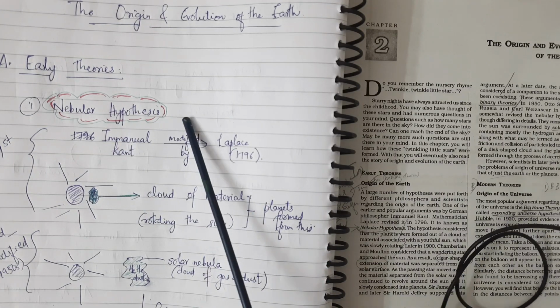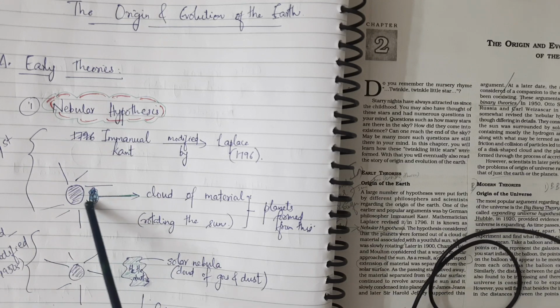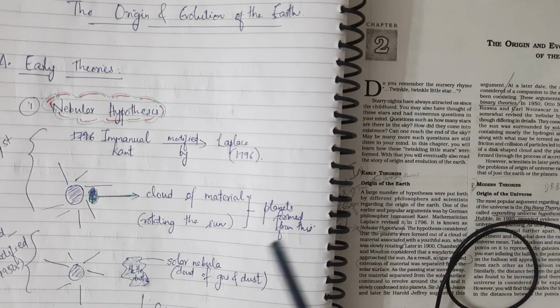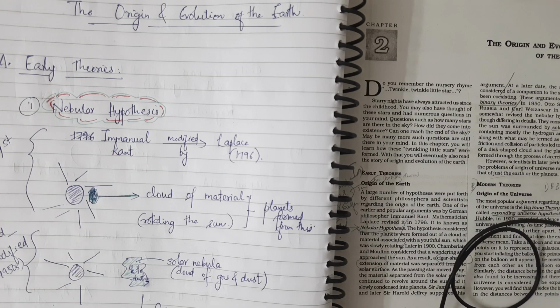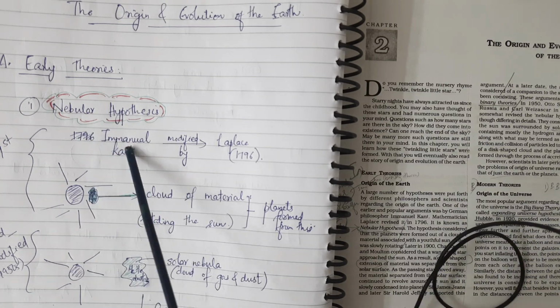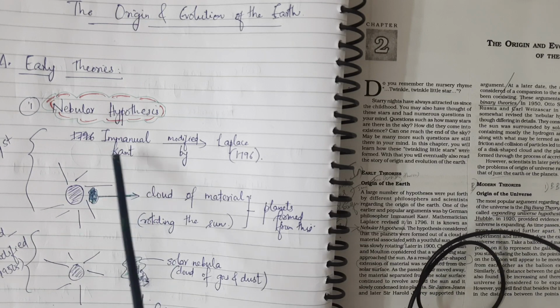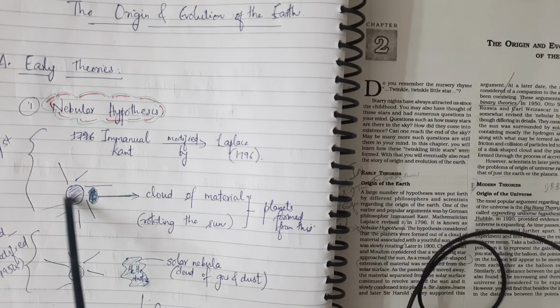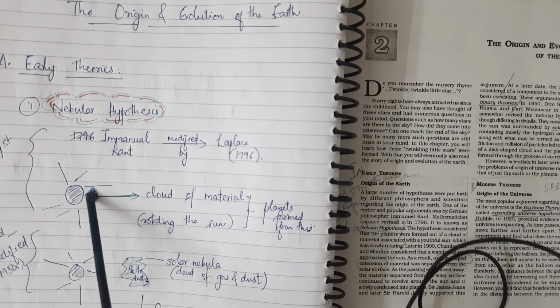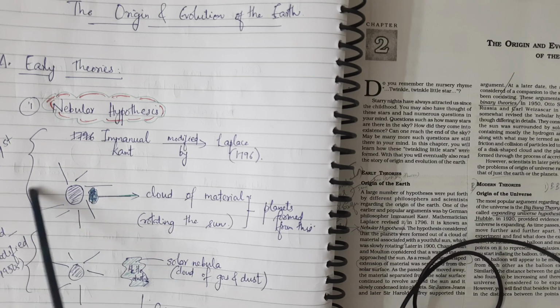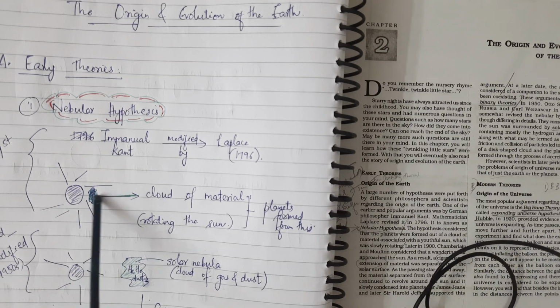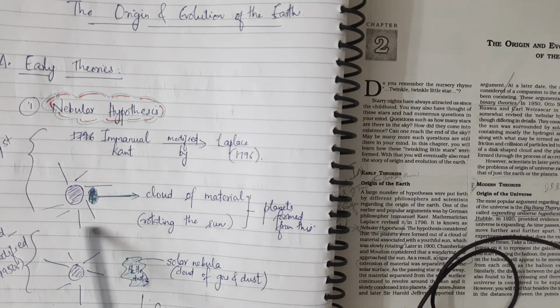First is the nebula hypothesis. Nebula means hydrogen, helium and dust; this is a solar nebula. Generally we say a nebula is a cloud of gas and dust. The nebula hypothesis was put forward by Immanuel Kant and modified by Laplace in 1796. The basic idea is that there is the sun, and a cloud of material very near to the sun was rotating. After a long time, planets were formed in this cloud of material. So this was the nebula hypothesis.